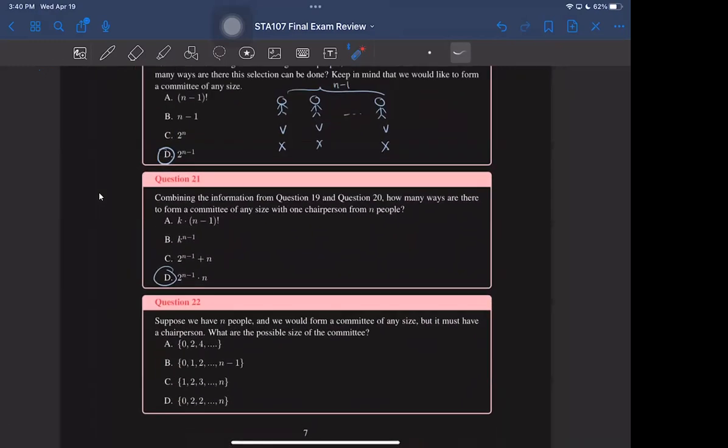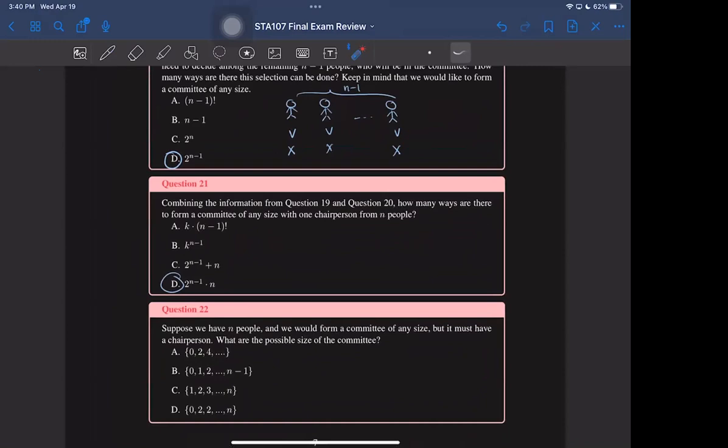Okay, let's look at question 22. So we still want to do the same thing, but we do it in a different way. We form a committee in a different way, but we still have n people. We still want a committee of any size that must have a chairperson.